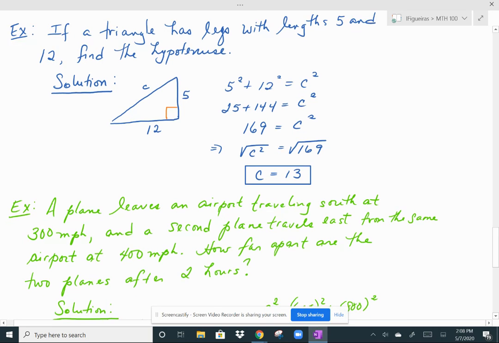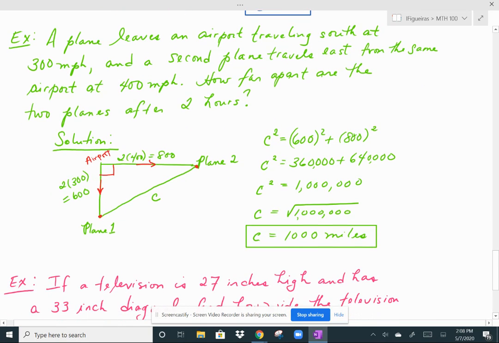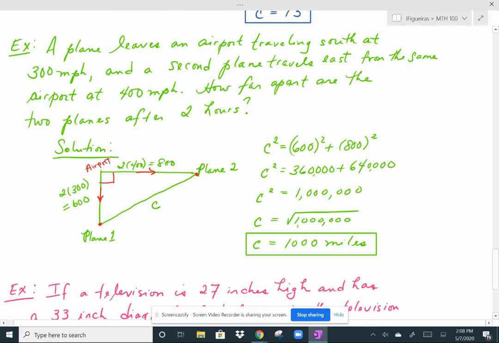All right, so here's another example where you will be using the Pythagorean theorem. It says a plane leaves an airport traveling south at 300 miles per hour, and a second plane travels east from the same airport at 400 miles per hour. How far apart are the planes after 2 hours? All right, so here's our airport. And so here we see the plane is going south, the first plane. It's traveling at 300 miles an hour for 2 hours. That means it traveled 600 miles.